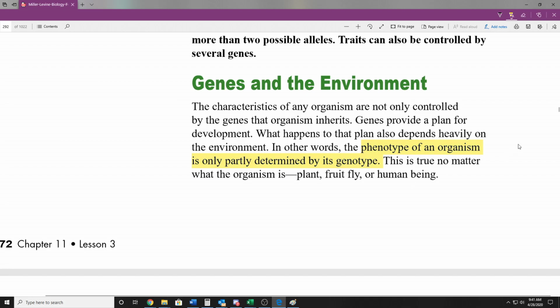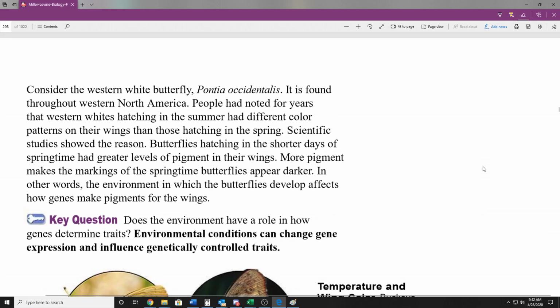If you're thinking back to Jean-Baptiste Lamarck and his idea that an organism can change during its lifetime, it's similar in that regard. But I think the main way that we move away from Lamarck's ideas when we're talking about this specific concept is that it's not necessarily controlled directly by the organism. So, how does the environment influence the western white butterfly? Well, let me explain it to you.